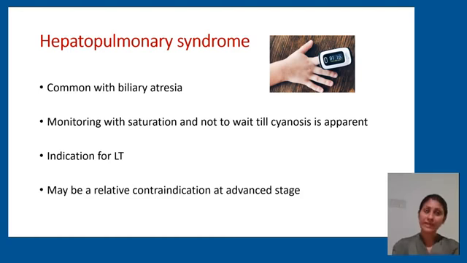The other important fact is if they progress with hepatopulmonary syndrome and if their saturation becomes very low, we would say if it goes below 92%, we have to anticipate a lot of anesthetic as well as postoperative complications. The outcome of liver transplantation might become poor. So that's why it's very important we diagnose hepatopulmonary syndrome early.